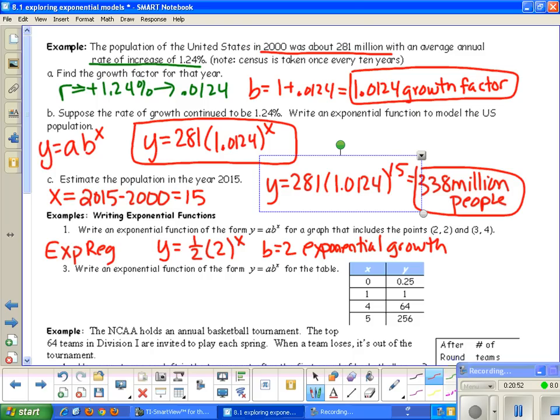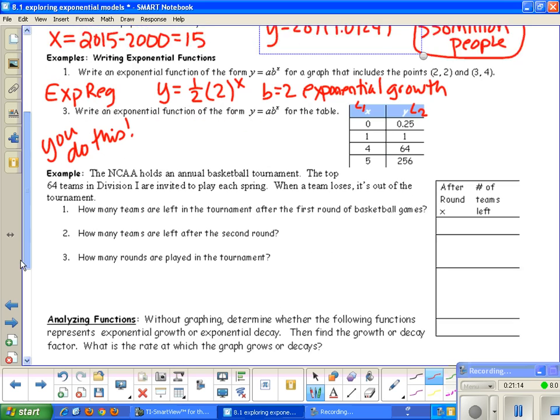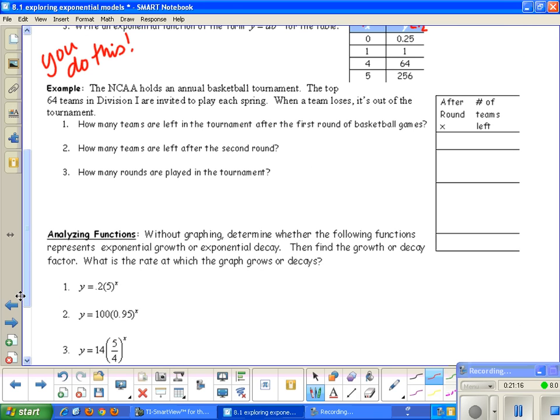So number 3, we're doing the same thing. It says write an exponential function of the form y equals ab to the x for the given table that we have. You would do the same thing: plug these into list 1 and these values into list 2. I want you guys to do this on your own. So let's look at the next example.